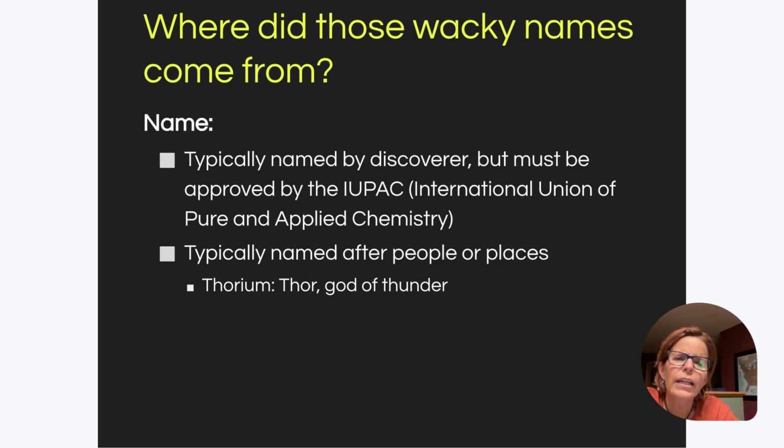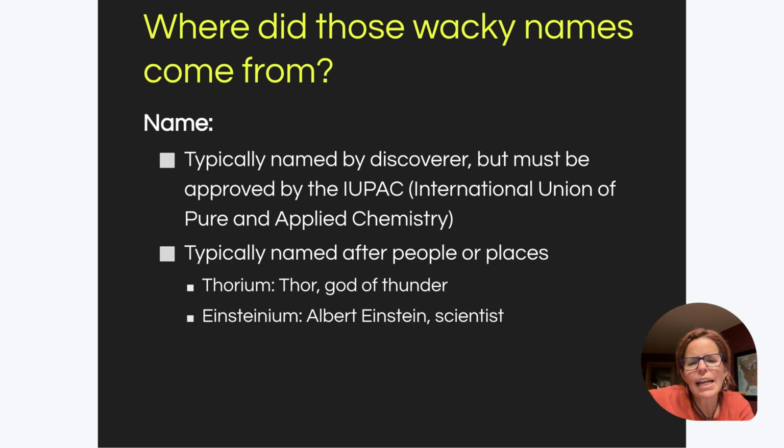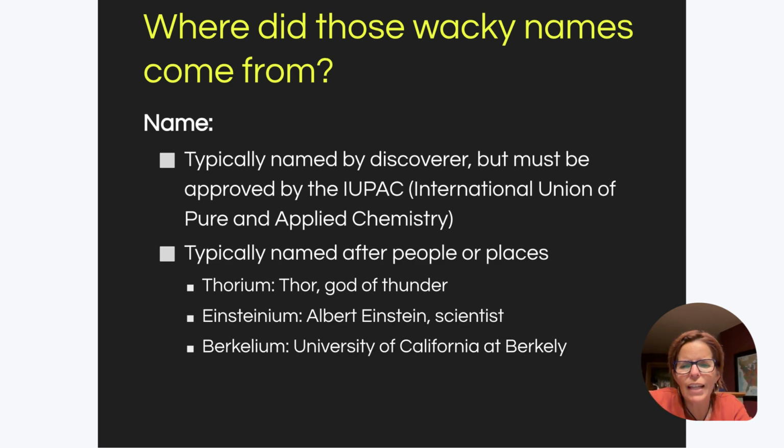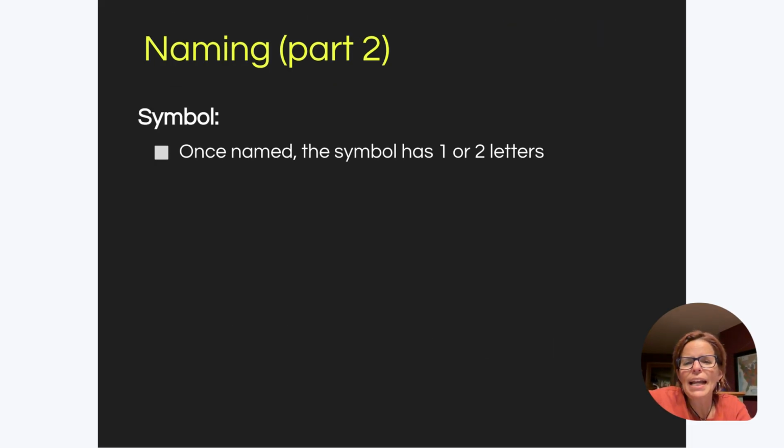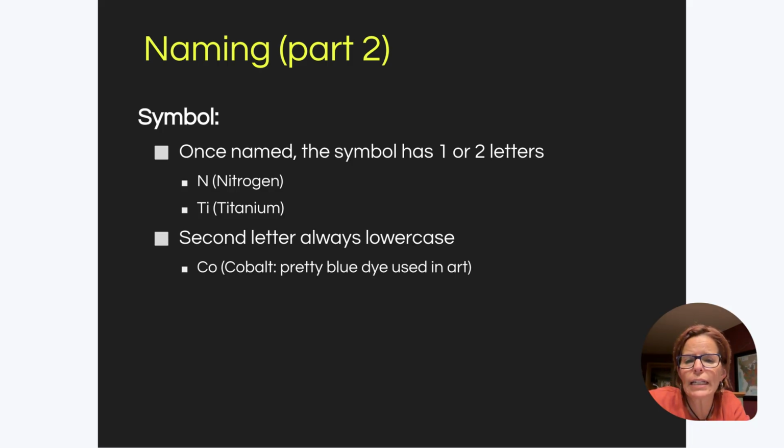So we have thorium is named after the god of thunder. Einsteinium, you can figure that one out. Berkelium is named after the place where it was discovered, University of California at Berkeley. And the symbol itself typically has one letter or two letters. If it's one letter, it's one capital letter. If it's two letters, it's a capital letter followed by a lowercase letter.